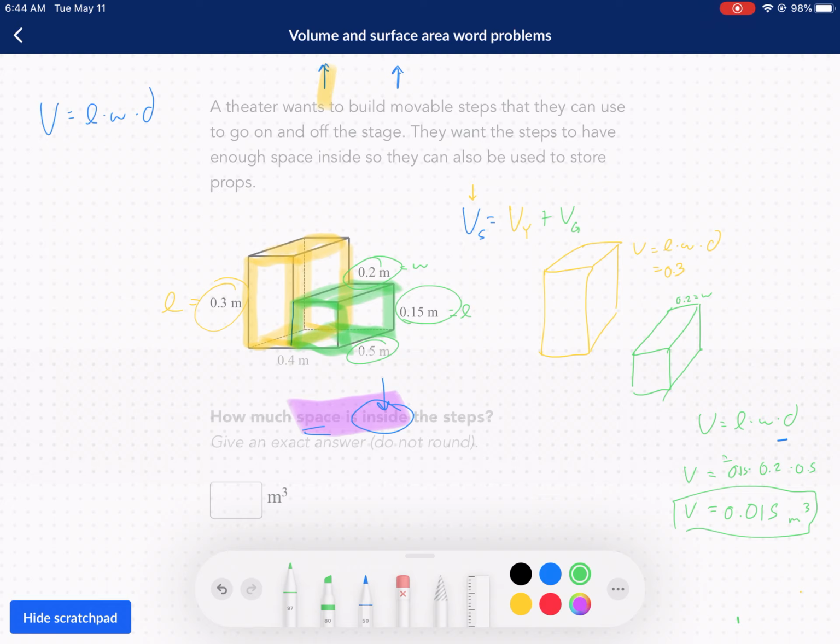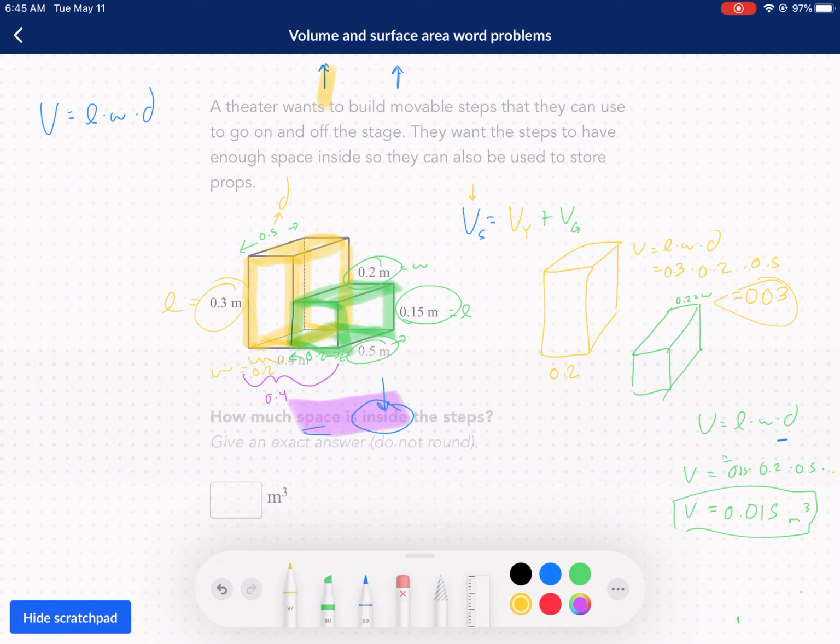That one's set. Now it's a matter of finding the yellow. If this is 0.2, that means this is 0.2 on this side also, meaning if this whole thing is 0.4, this distance right here is 0.4 minus 0.2, which is 0.2. So this is 0.2 for the width. Now the last thing is the depth. It looks like it's the same length of stair on both sides, so this is also 0.5. So the depth is 0.5. Now we just multiply these together: 0.3 times 0.2 times 0.5, and we get 0.03.